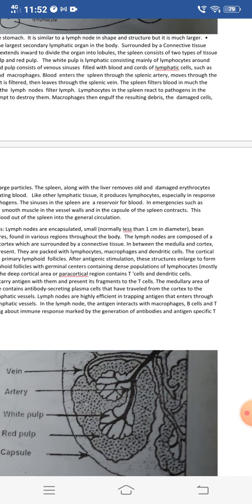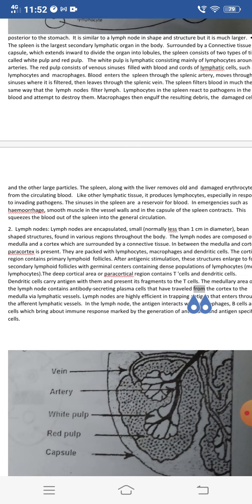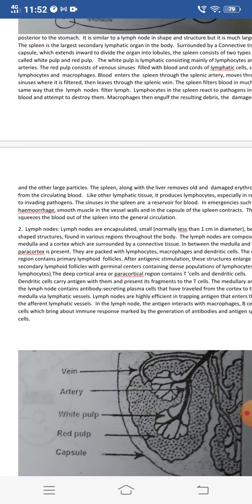The lymph nodes are composed of a medulla and a cortex, which are surrounded by connective tissue. In between the medulla and cortex, the paracortex is present. They are packed with lymphocytes, macrophages and dendritic cells.